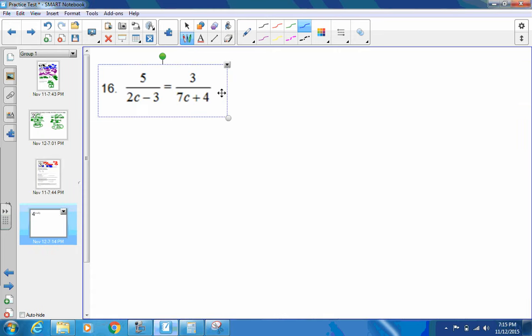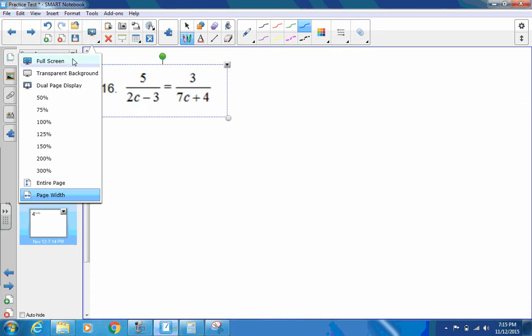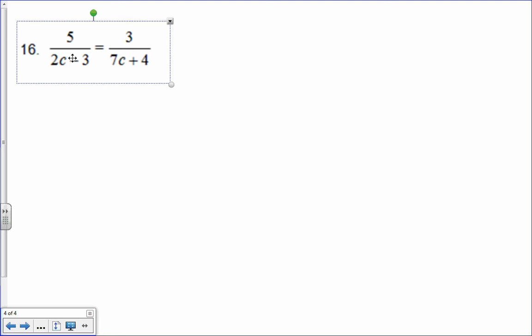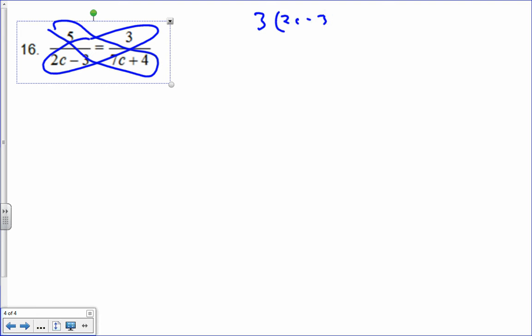So this is number 16. Number 16, we are still cross multiplying. So I'm going across like this and across like this. But I need to write that out. So that first one I did was 3 times 2c minus 3. Set that equal to the other one, which is 5 times 7c plus 4.